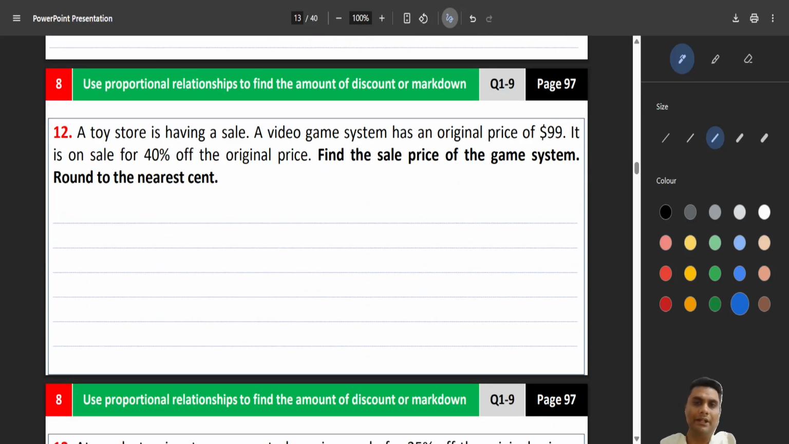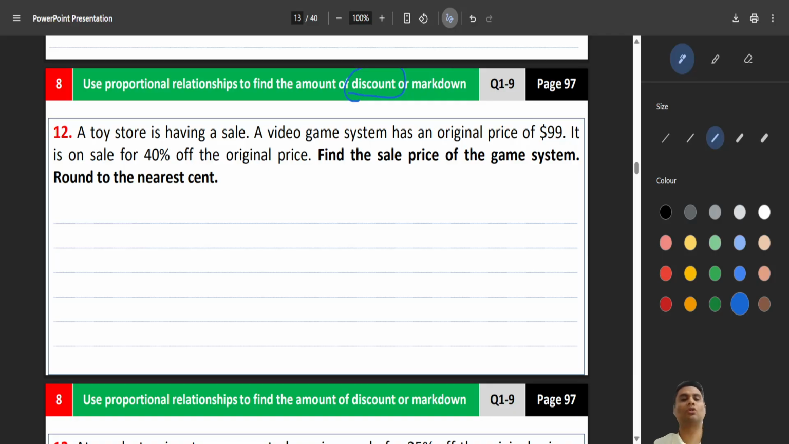Question number 8 is about discount. Remember, discount means like whenever you go to Carrefour or some mall or some shop, sometimes on Eid or some good occasion, they will give you some discount, like a sale: 50% sale, 40% sale, 30% sale. So what happens whenever there is a sale? We always pay a lesser amount.